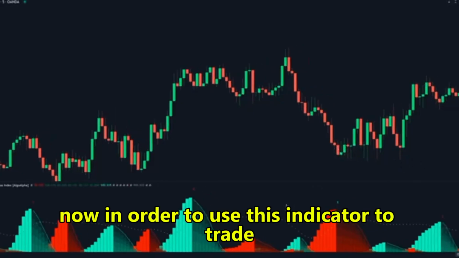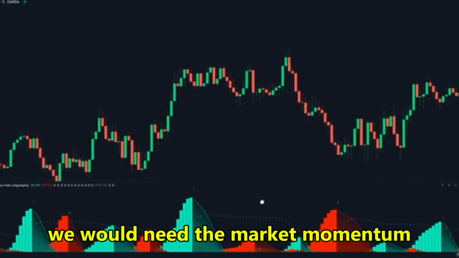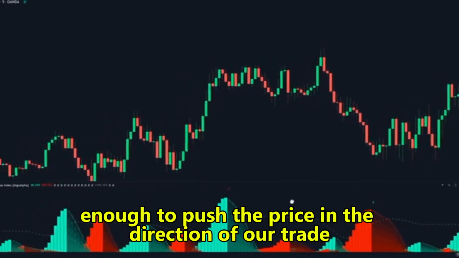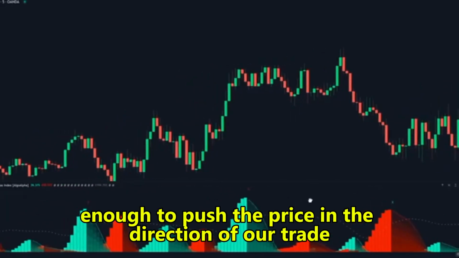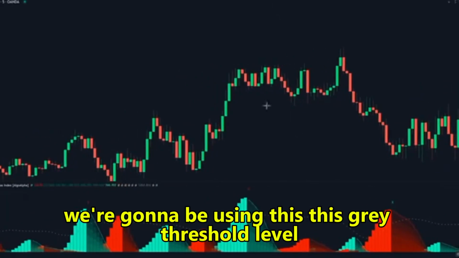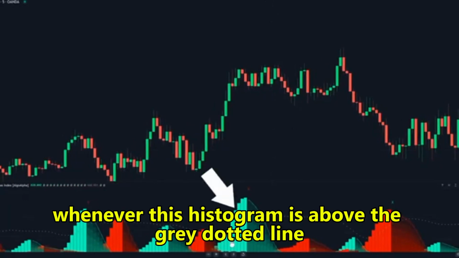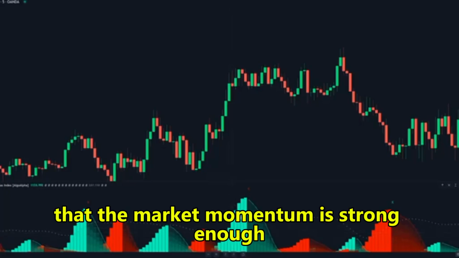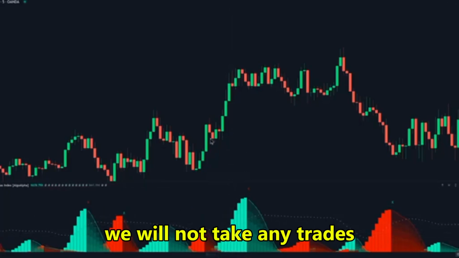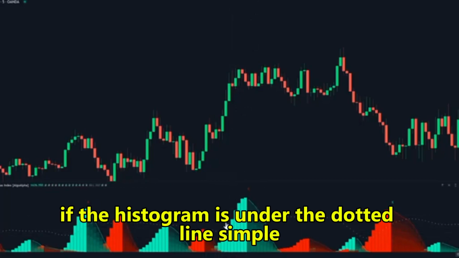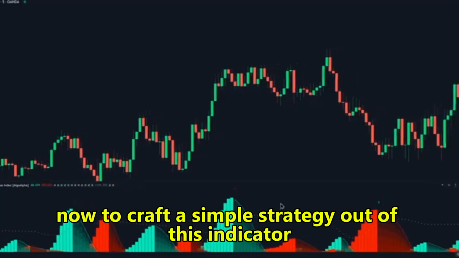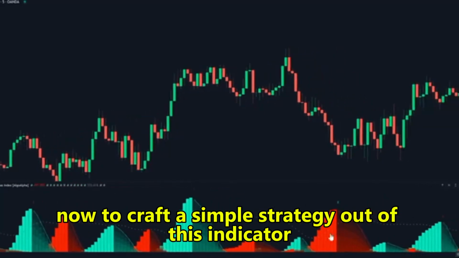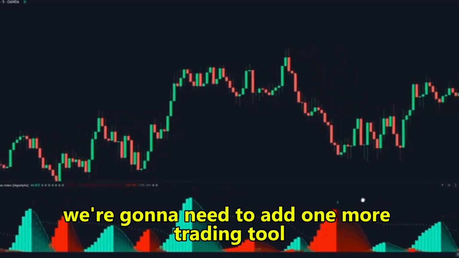Now, in order to use this indicator to trade, we would need the market momentum to be strong enough to push the price in the direction of our trade. And for that, we're going to be using this gray threshold level. Whenever this histogram is above the gray dotted line, that indicates that the market momentum is strong enough and we can take the trades. We will not take any trades if the histogram is under the dotted line. Simple.